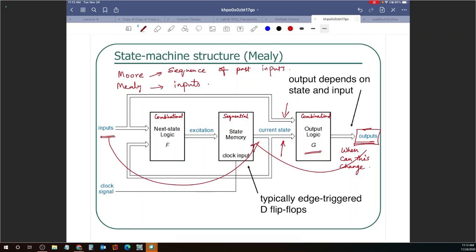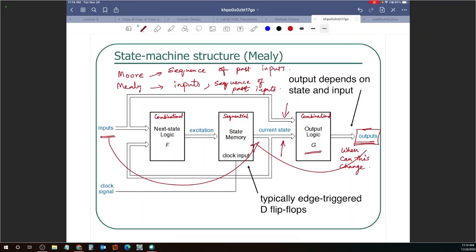So it also depends on the sequence of past inputs here, because there is also a dependence on the current state. Wouldn't the same inputs have different outputs? Well, that depends on which state you're in, right? From every state, you are getting many arrows out of them depending on the input-output combination.